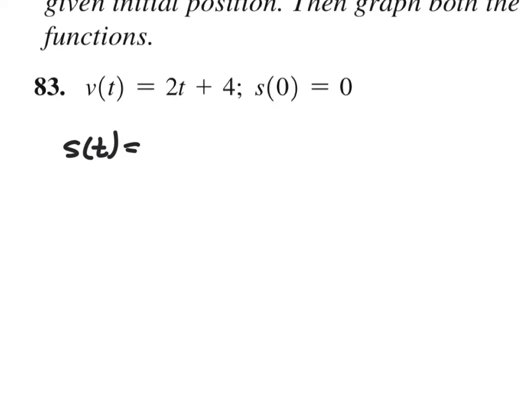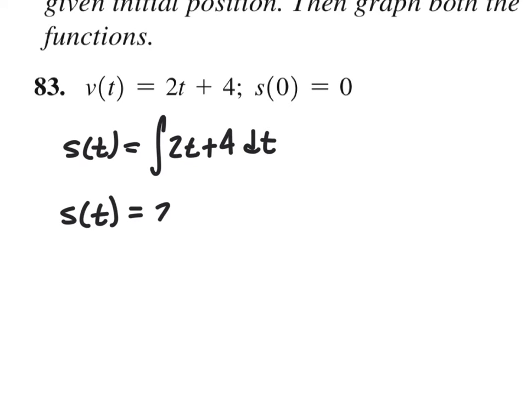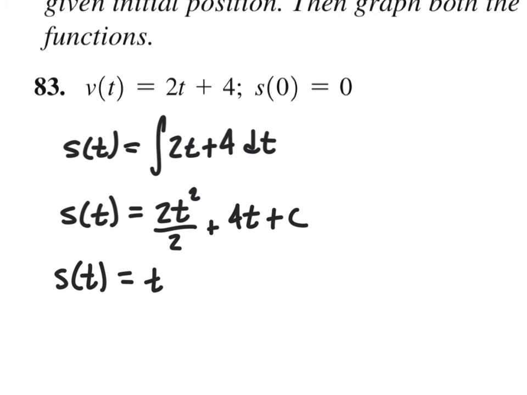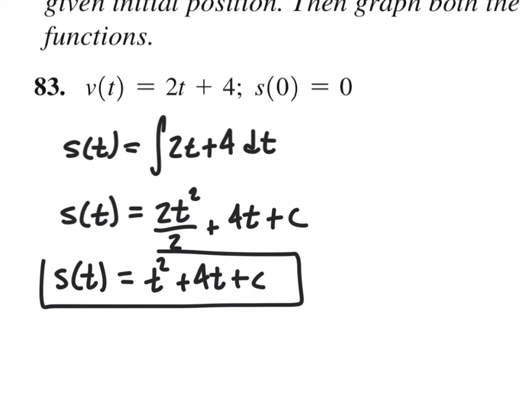And if I wanted to find my position, given velocity, then I would take the antiderivative of my velocity, which is 2t plus 4 dt. So as a result, let's go ahead and do that calculus. s of t is equal to 2t squared divided by our new exponent, which is 2, plus 4t plus c. So s of t is equal to t squared plus 4t plus c. We'll go ahead and simplify that.